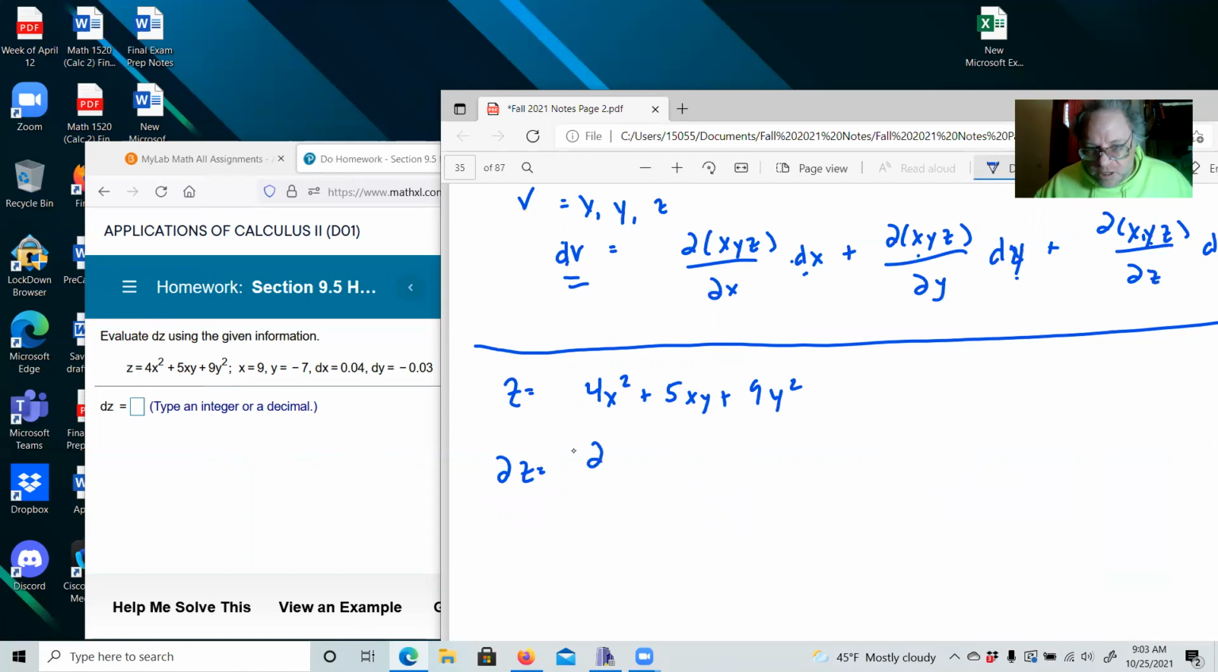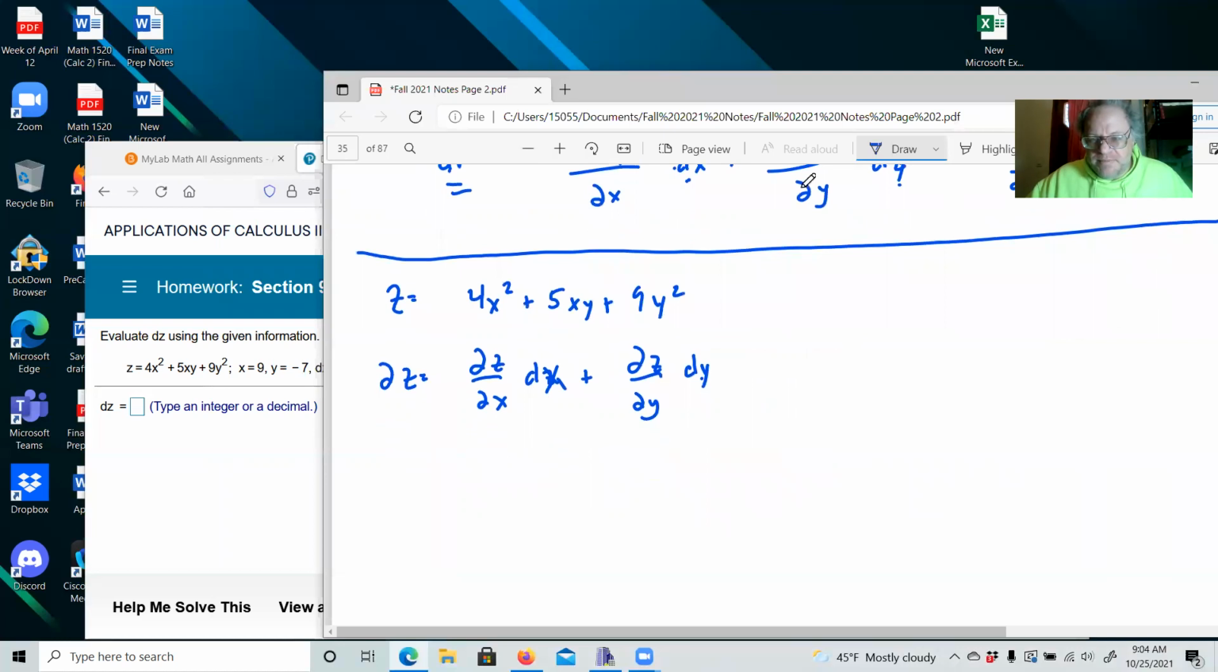So we want the partial of z with respect to x times the differential of x, plus the partial of z with respect to y times the differential of y, and that's what we're trying to do with all of this. So let's go ahead and do that.